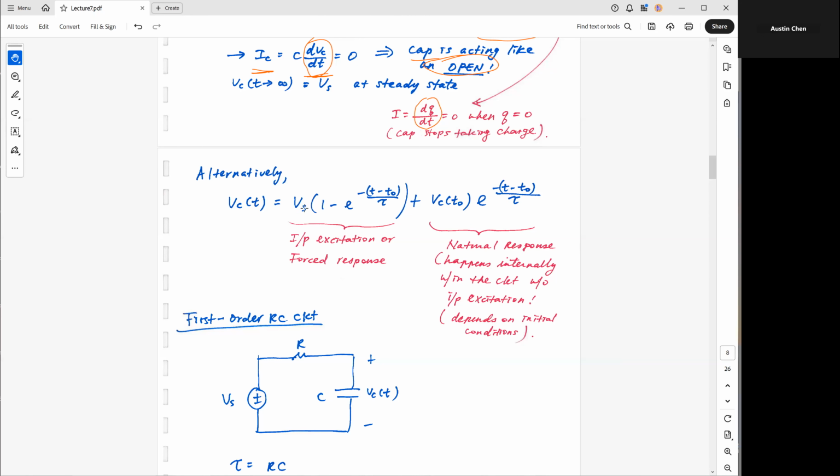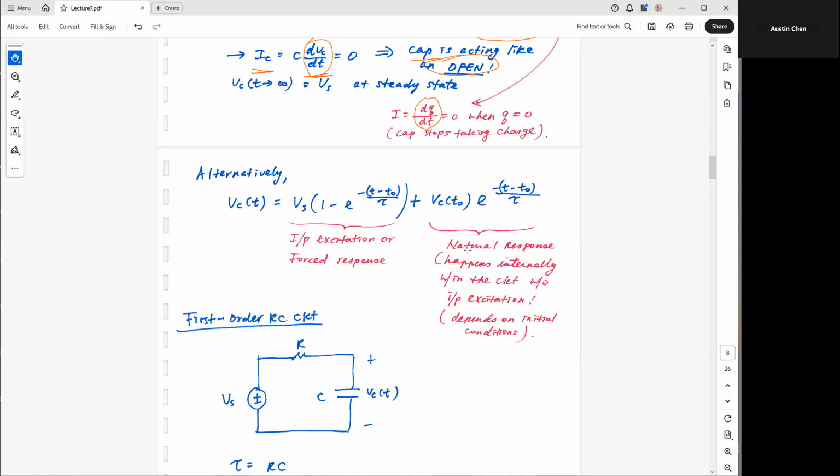Remember, you have this input excitation, this voltage, say 5 volts. You excite the circuit with this Vs. So you simply group the term associated with this input excitation, Vs, and then you can find your forced response. The remaining term will be your natural response.